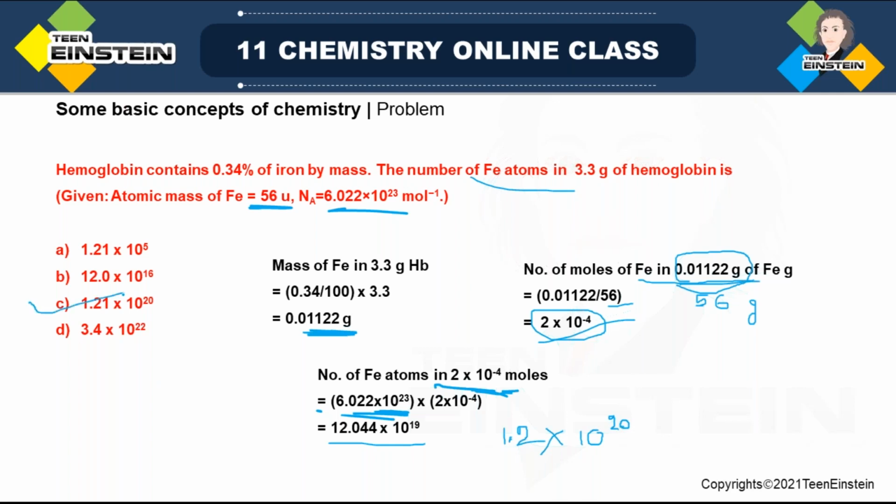Okay, directly you cannot compare, though it is closely matching with option B, but remember the power is not matching, so it cannot be correct. So after shifting the decimal towards the left hand side, now the power is changed from 19 to 20. It is matching with option C. Okay.